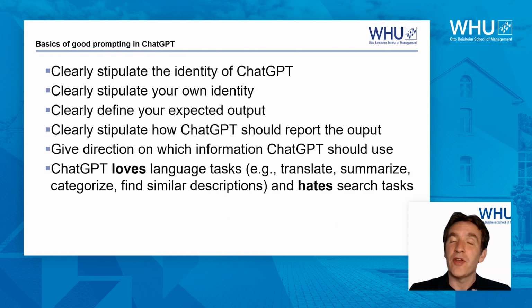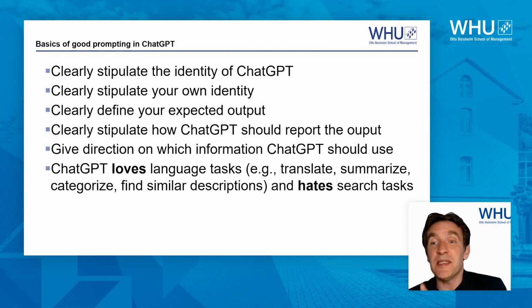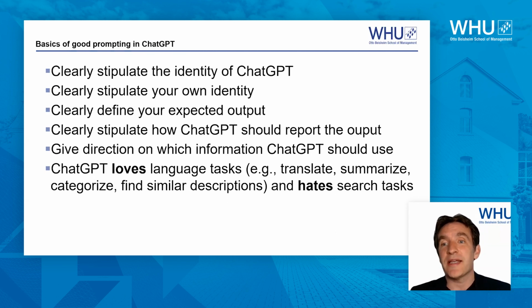So if you give ChatGPT instructions like translate, summarize, categorize, or find similar descriptions, ChatGPT tends to be very good in that kind of tasks, whereas ChatGPT hates tasks like search for factual information, because that's not how ChatGPT is trained. ChatGPT is not a web crawler that searches for information on the internet. ChatGPT is a statistical model predicting the next word in a sentence.